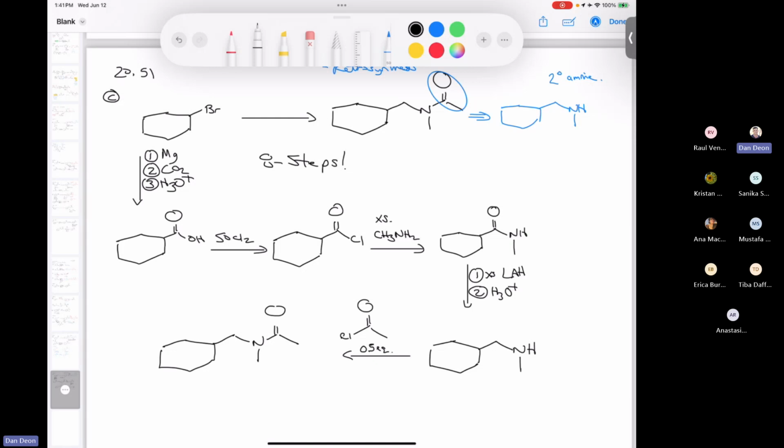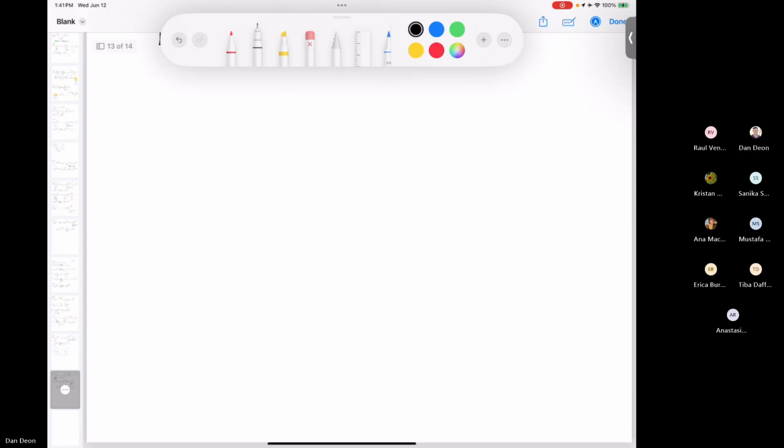Let's try another one that's a little more straightforward, maybe. And this is 20.51D. So we're starting out with this primary alkyl halide, and then we're going to convert it into this ketone. Let's draw our ketone like this. So if we count the carbon starting on the left, and this is not for nomenclature purposes, 1, 2, 3, 4, 1, 2, 3, 4. So you see that we're adding this portion here.